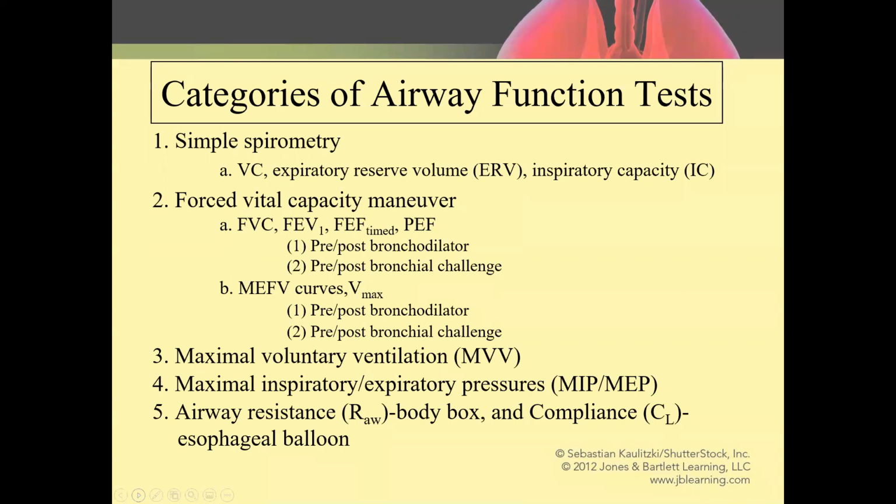Things like compliance through an esophageal balloon. And again, esophageal balloons are indeed also used in an ICU to get a better read on what the alveolar pressures are.